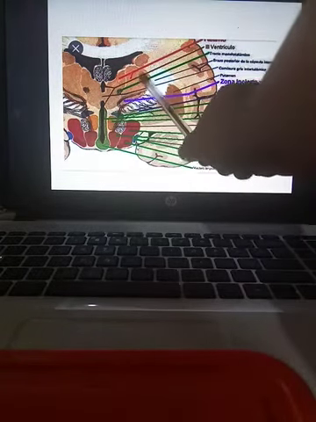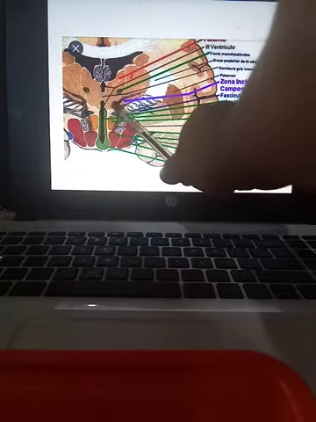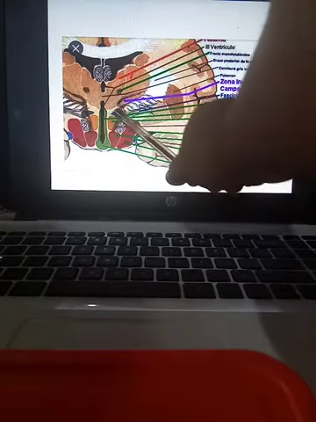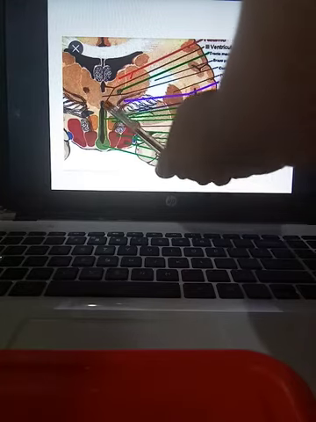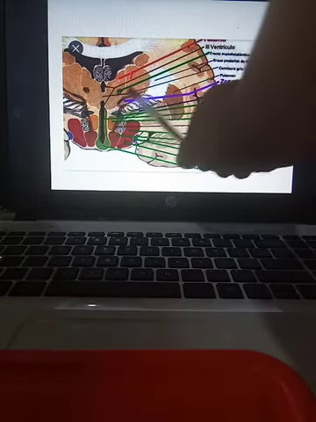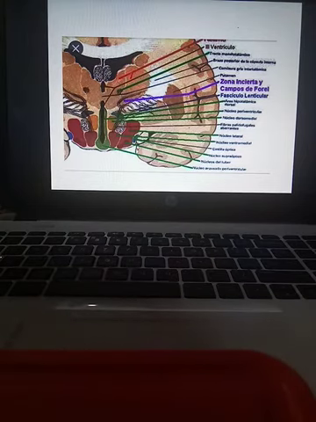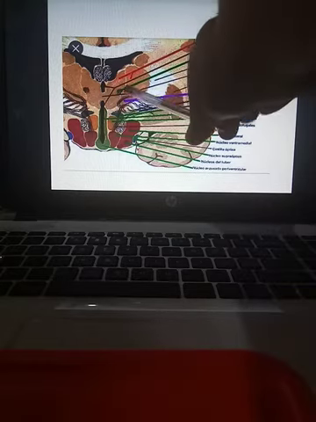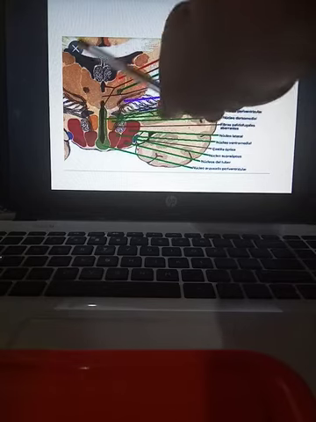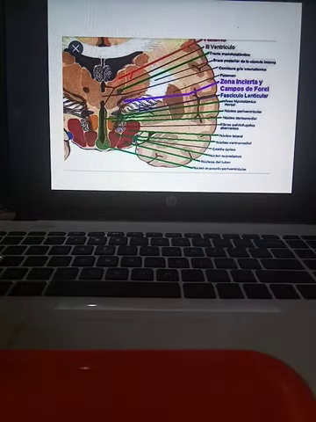Zona incerta has thalamus above and subthalamus beneath. Thalamus above and subthalamus beneath. Zona incerta is again a thin lamina of grey matter. It is continuous with the reticular nucleus as I have told you. Then it is present between the thalamus above and the subthalamus beneath. Okay, thalamus above and the subthalamus beneath.